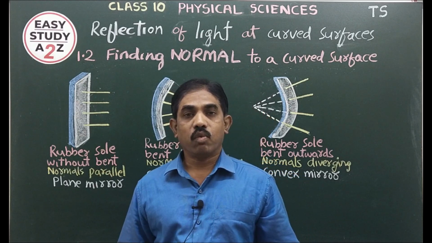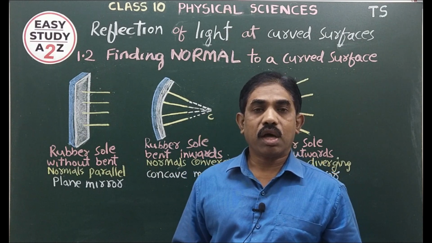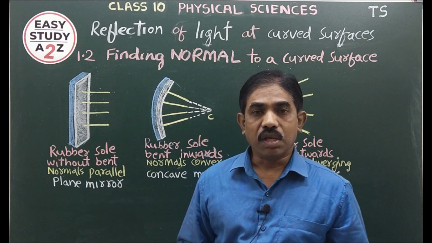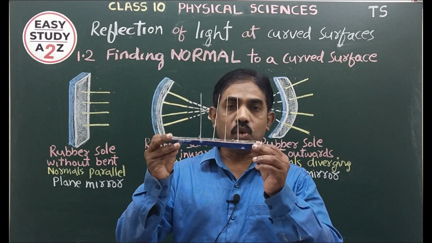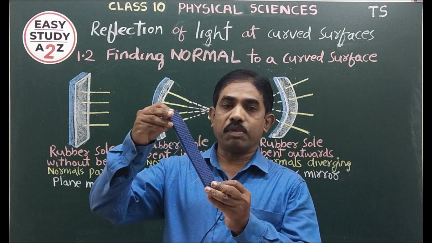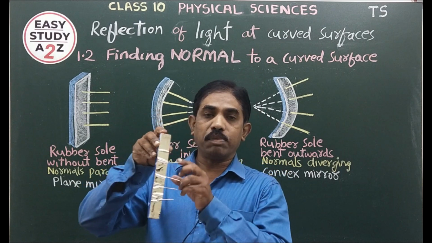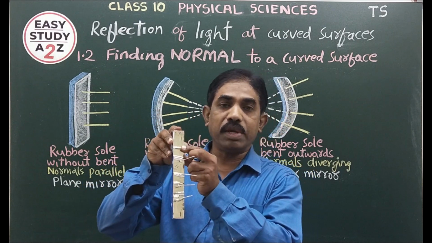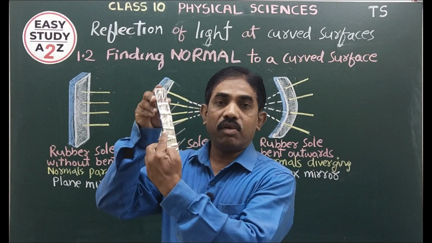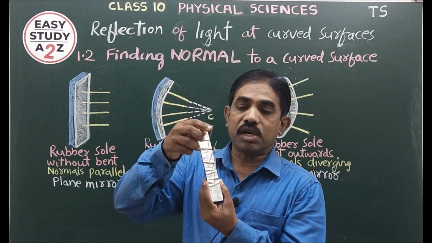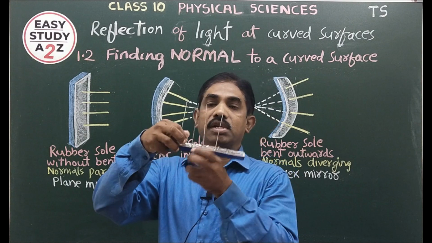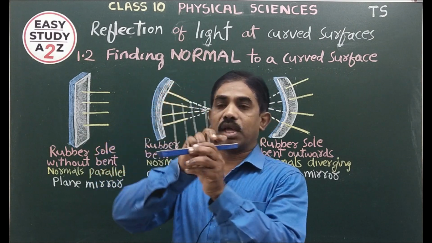Dear students, 1.2 finding normal to a curved surface. This is a small activity. Let me take a piece of a rubber sole like this, and on the rubber sole I have pasted one mirror strip. On the mirror strip, I have inserted 4 pins like this.